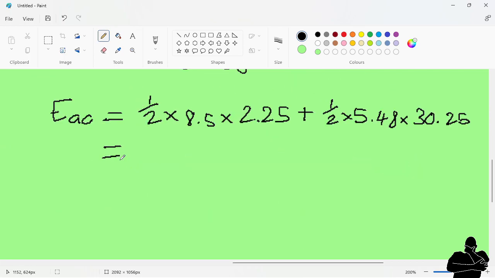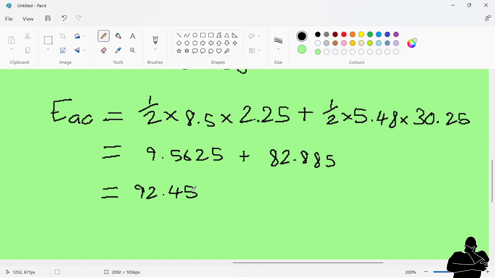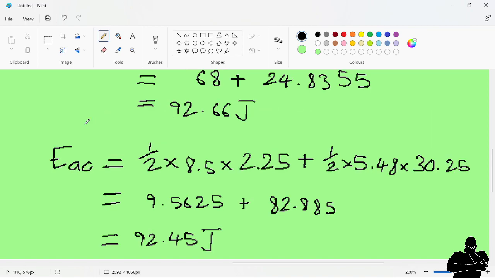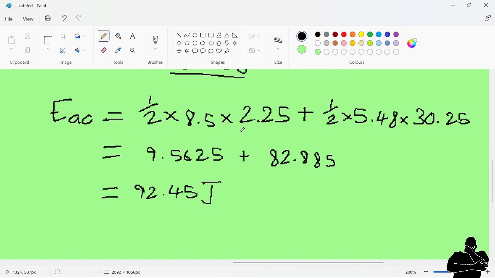When we multiply these, we should get 9.5625. And we can add the other one when we multiply it, which is 82.885. And then when we add these two together, we should get 92.45 joules. Now let's compare the energy after the collision to the energy before the collision. So the energy before the collision was 92.66 joules. The energy after the collision is 92.45 joules.